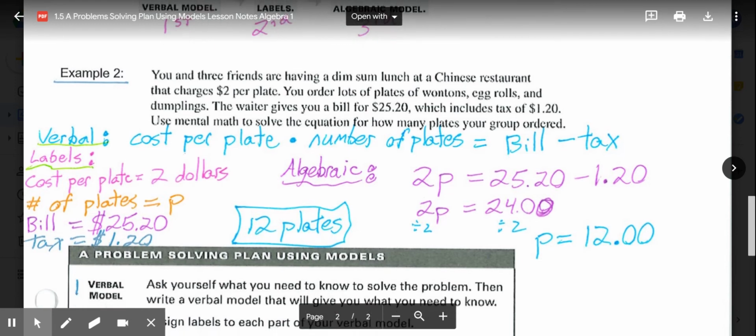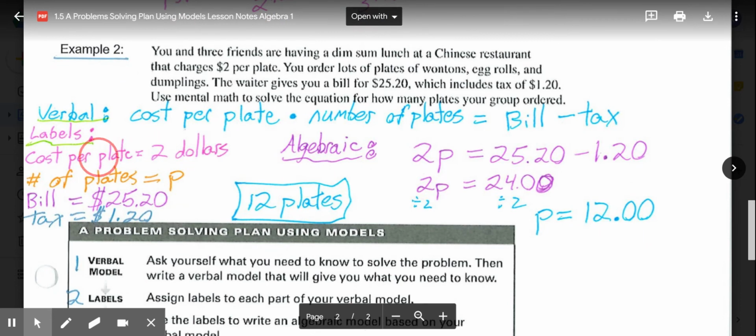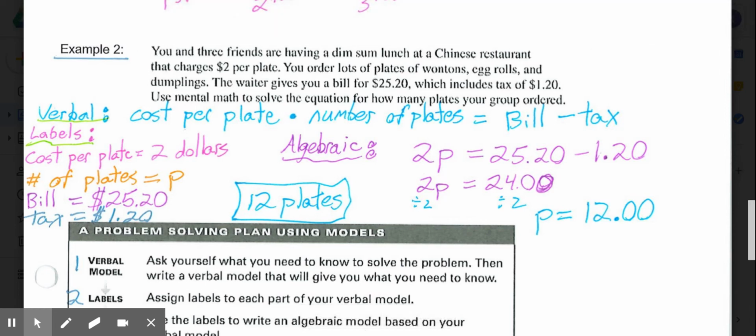Now, to assign my labels, I know the cost per plate was $2. My number of plates is what I'm trying to figure out, so my number of plates will be my variable. In this case, I used a p. The bill was $25.20, and the tax was $1.20. So now I can take my labels and replace the words with what they are valued at.